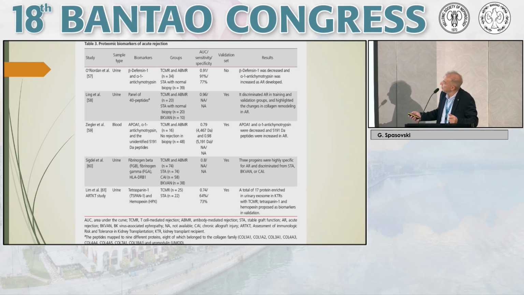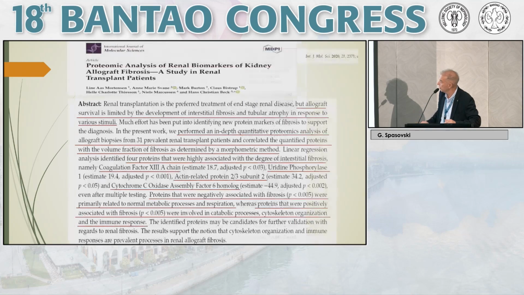And you see here the biomarkers for acute rejection. There are a couple of studies already presented here with the markers and the results, with the area under the curve going up to 0.91, which is a certainty of almost 100% in differentiating between those who are going to develop acute rejection and those who are not.